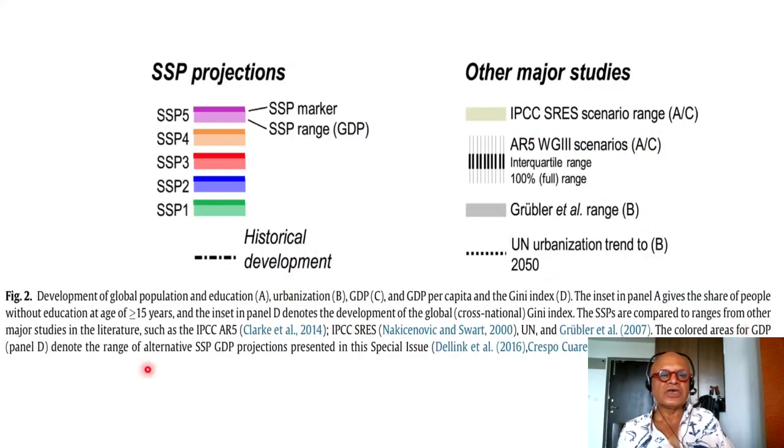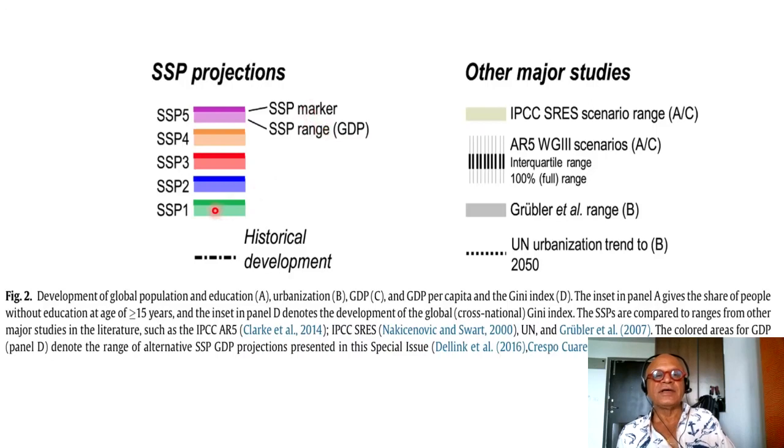Okay, so looking here at development of global population and education, urbanization, GDP and GDP per capita, and the Gini index, the inset panel A, we already looked at these. It gives the share of people without education at age greater than 15 years. And the inset panel D denotes the development of the global or cross-national Gini index. SSPs are compared to ranges from other major studies in the literature, and so there are some details here. You can see that SSP1 has lots of scenarios and range from SSPs and the marker scenarios.